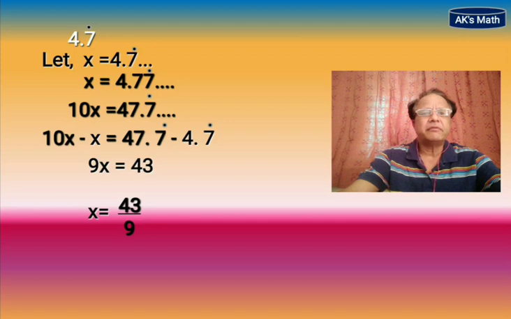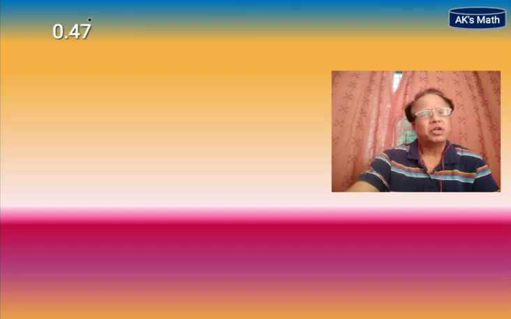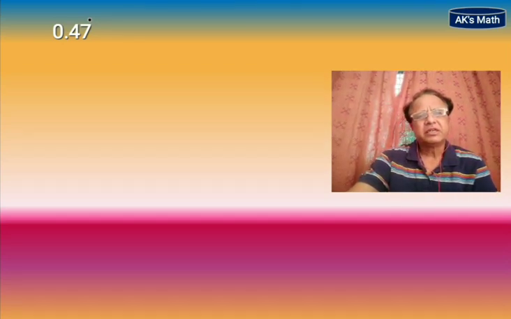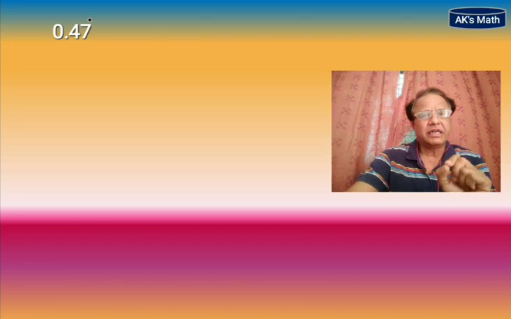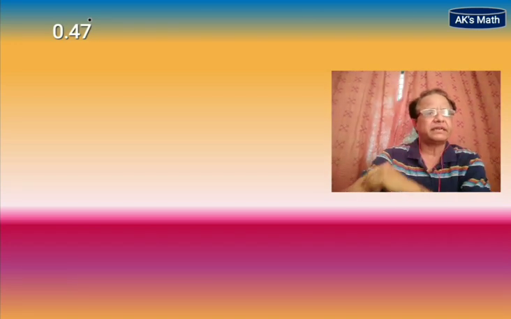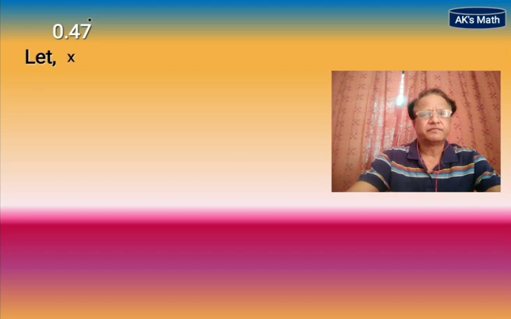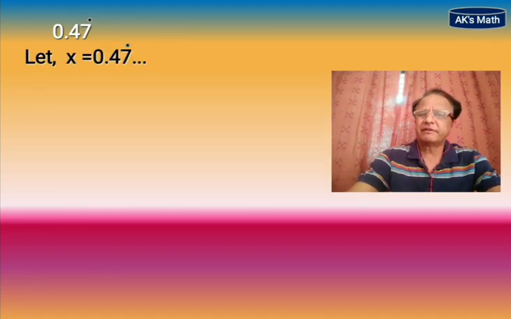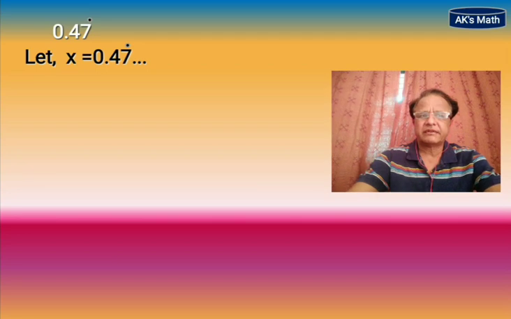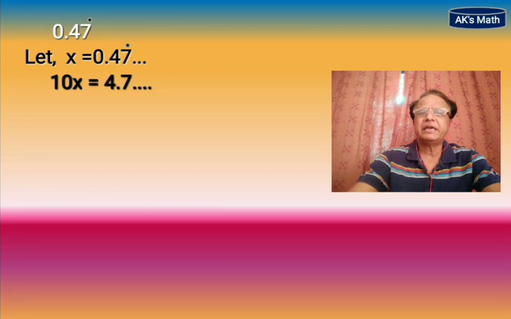Now look at one more, something different. Look at this one: 0.47. And what is given here? What is the difference in this? Look at it carefully. The dot is given at the head of only 7, not the 4. So this is different. So what to do? How to do this one now? Let x be equal to 0.47 dot. We have to take one more 7 now. At first, what to do? We have to multiply by 10.